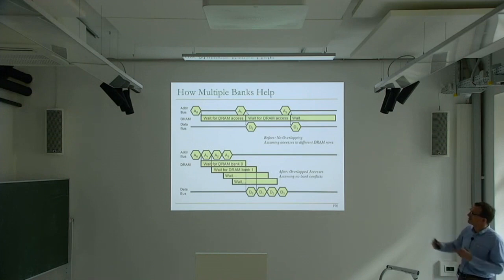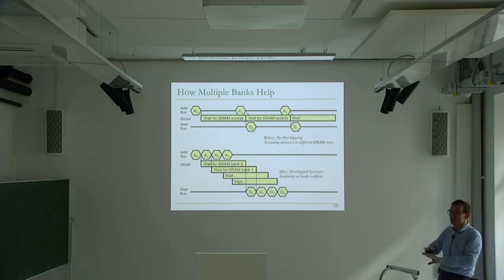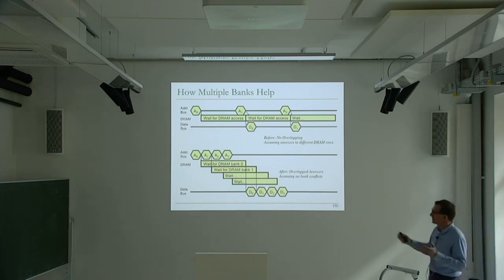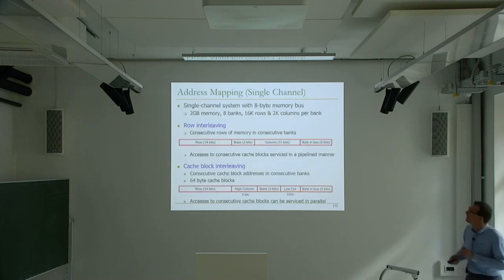Of course, you can have multiple channels. In multiple channels, you have separate address and data buses, so you can send address 0 and address 1 concurrently on the different data buses, assuming you don't have channel conflicts, assuming the addresses go to different channels, essentially. So minimizing channel conflicts is also important. So this is one example. If you have a single channel system with an 8-byte memory bus with some assumptions, essentially, I'm not going to go through this in detail, but there are 2 types of major interleaving mechanisms.